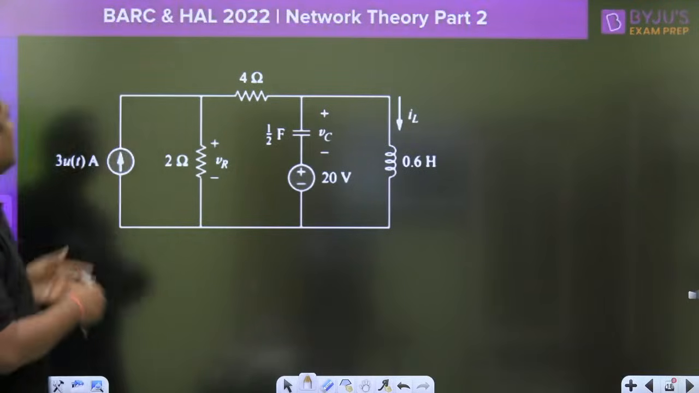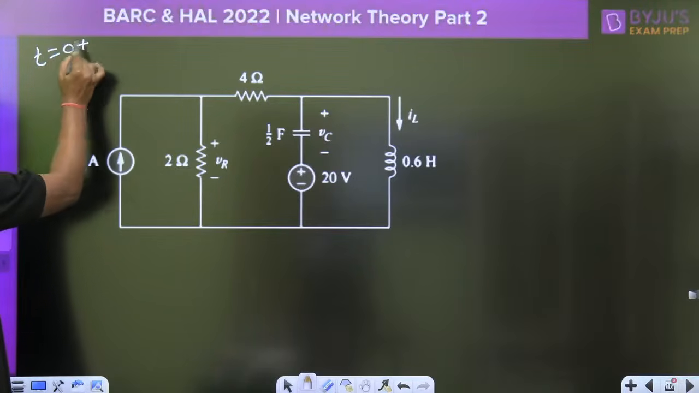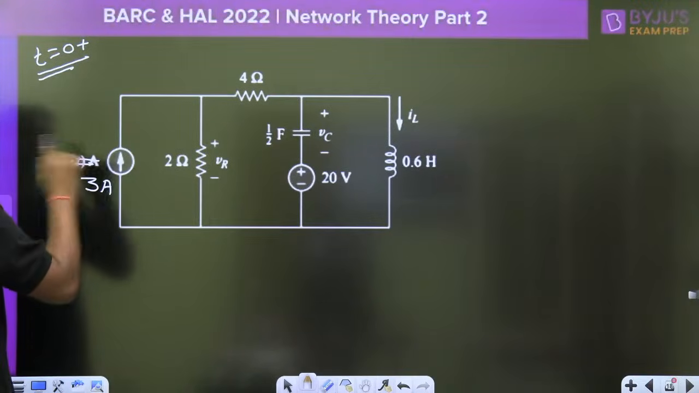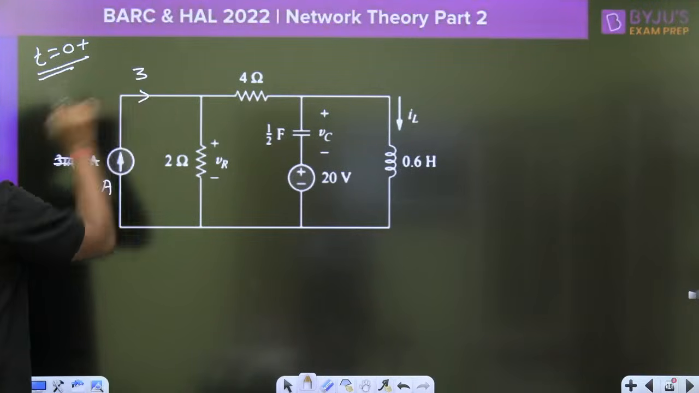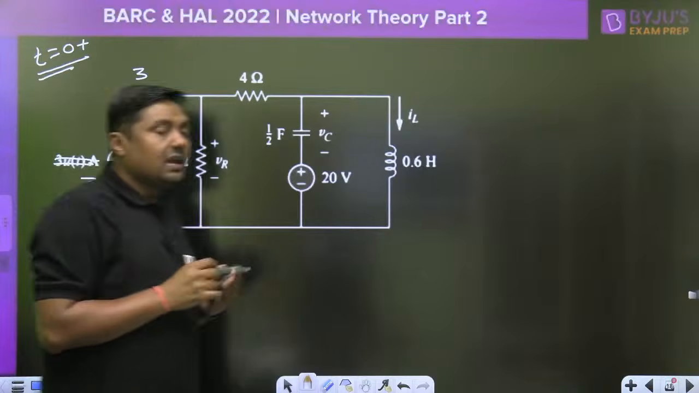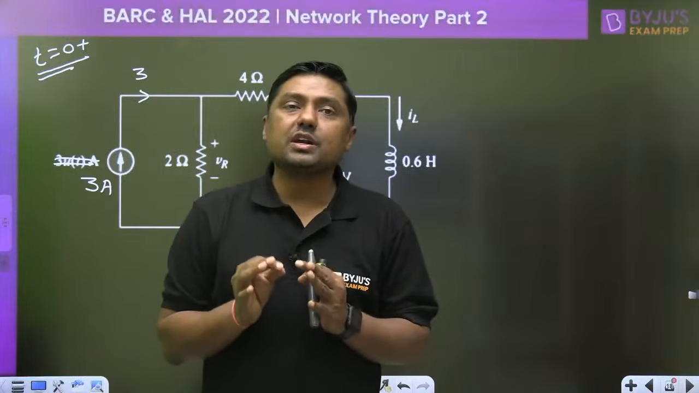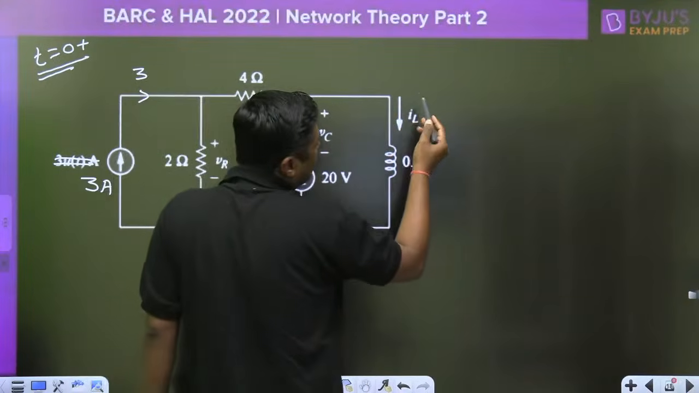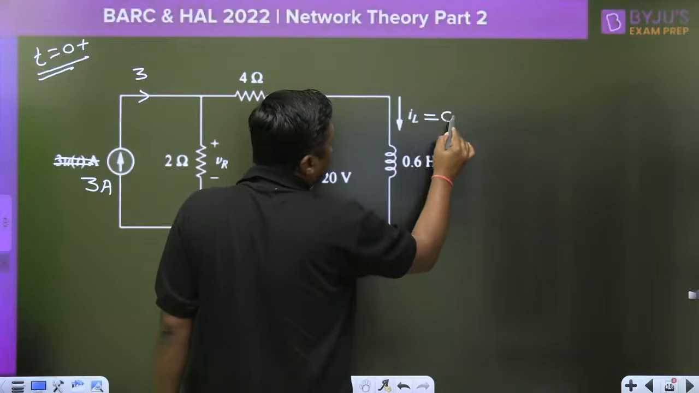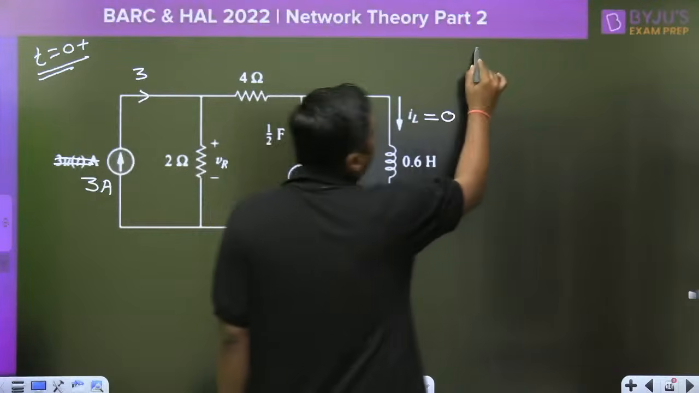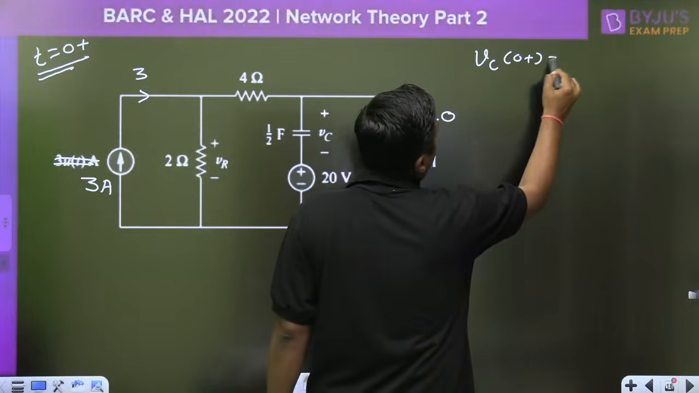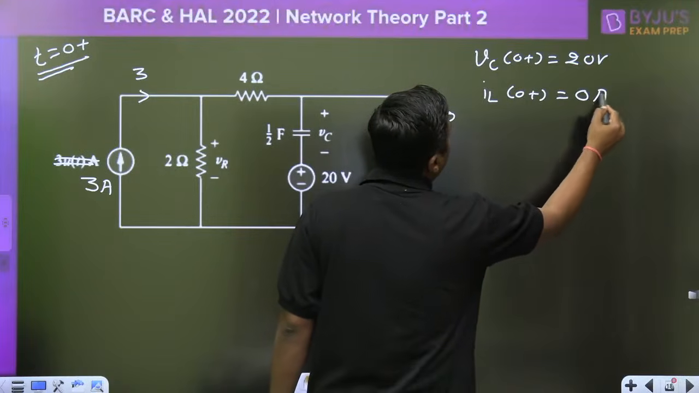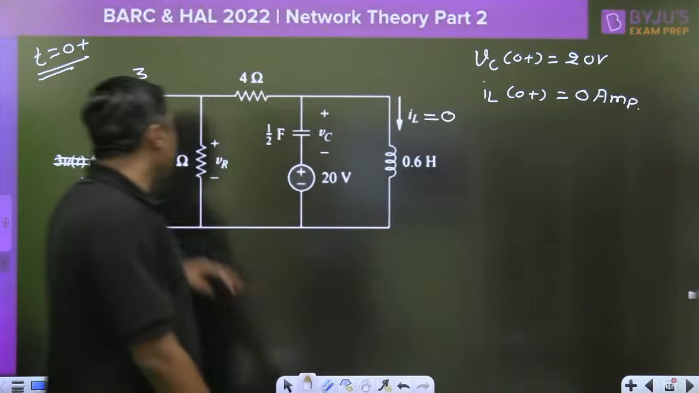My dear friend, again, for t equal to 0 plus, this 3 ampere current source is connected here, because it is a unit step function. This is the 3 ampere current. Now capacitor does not allow sudden change of what? Voltage. Clear? What about the inductor? Inductor does not allow sudden change of current. So the initial current through the inductor is 0. The voltage across the capacitor will remain the same, Vc at 0 plus is 20 volt in magnitude. Initial current through the inductor will remain the same, that is 0 ampere. No current will flow.